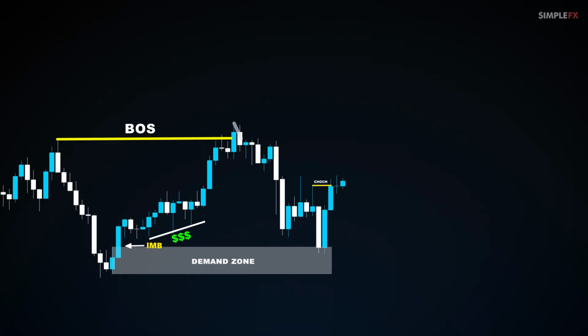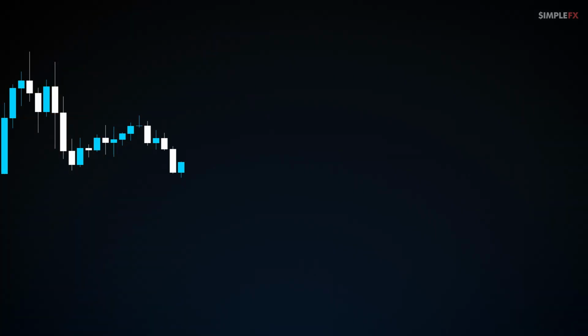And here it is. Pullback into the zone. Structure shifts from bearish to bullish. From there, we draw our fresh M15 demand zone. Buying bias confirmed. Once price taps that demand zone again, which it just did, we drop to the 1-minute chart. On M1, we want a bullish structure flip. Got it. Now wait for another pullback.